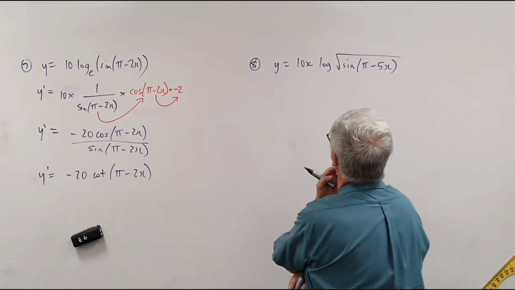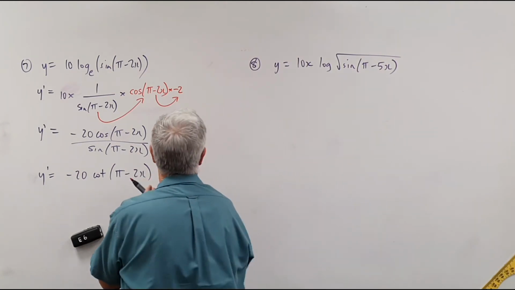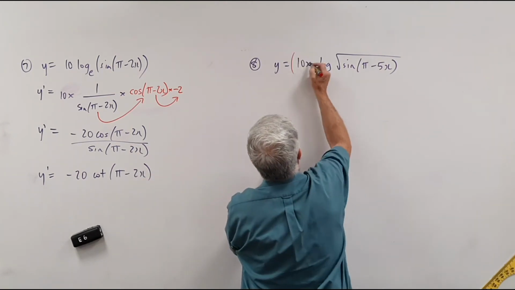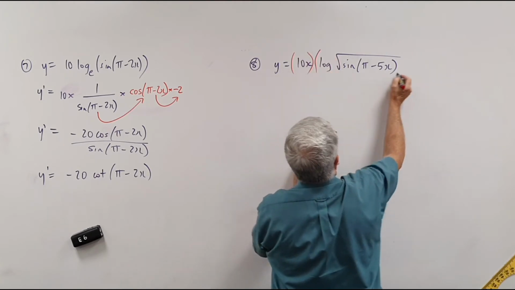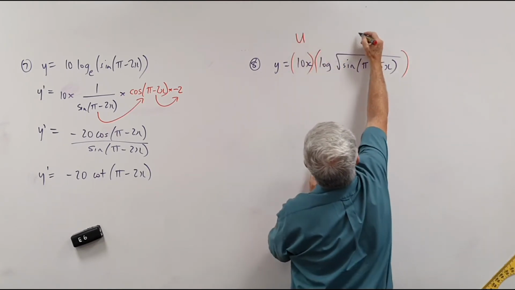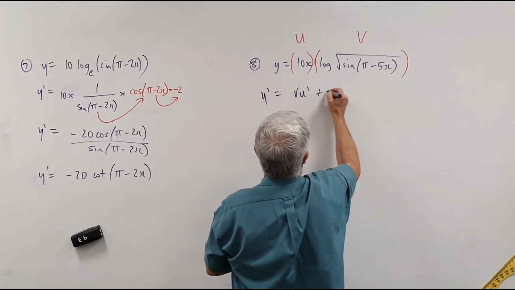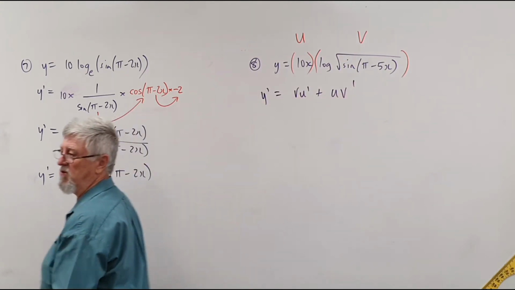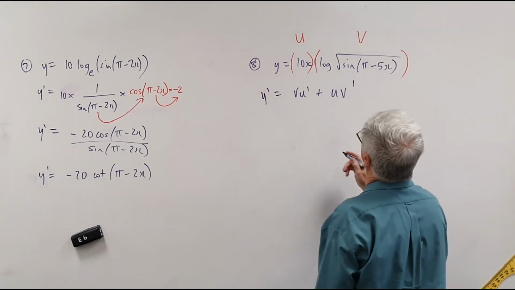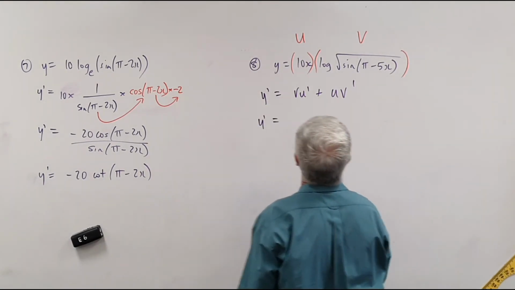Ready? Is it a product rule? Yes. So it's got all of this one and it's got all of that one. So there's u, there's v. I'm going to bother to write it down so anyone following can look at it and go, that's the order I did it in. It's good. Ready?